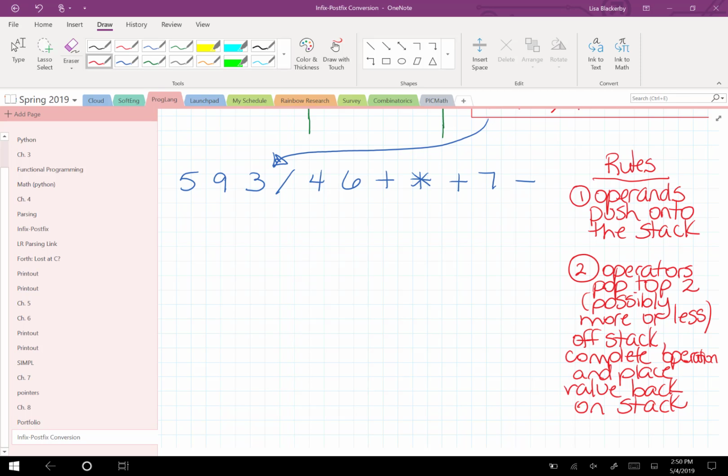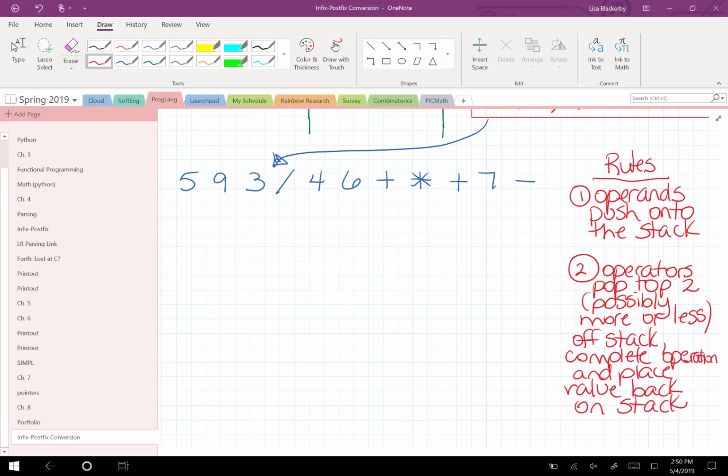And if it's an operator, we're going to pop the top two operands, possibly more or less depending on what the operator is. If it's unary, you would just pop the top one off the stack, basically making it negative, or if it's already negative, make it positive, and then you place that value back on the stack. So really unary is the one that would be different. Most of the time you're going to pop the top two off the stack, do the operation, and place that value back on the stack.